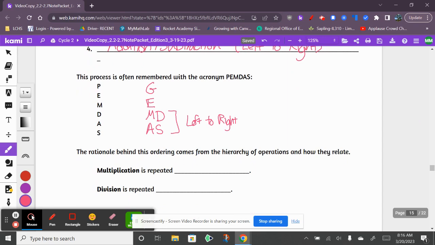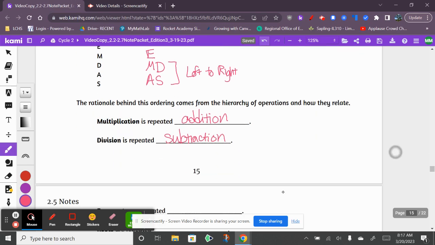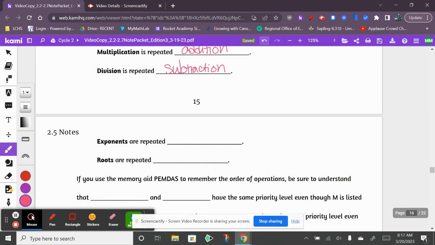So the rationale behind ordering comes from the hierarchy of operations and how they relate. If we think about it, multiplication is just repeated addition, and division is just repeated subtraction. We can even extend this. We can look at exponents as being repeated multiplication, and roots or square roots are just repeated division.